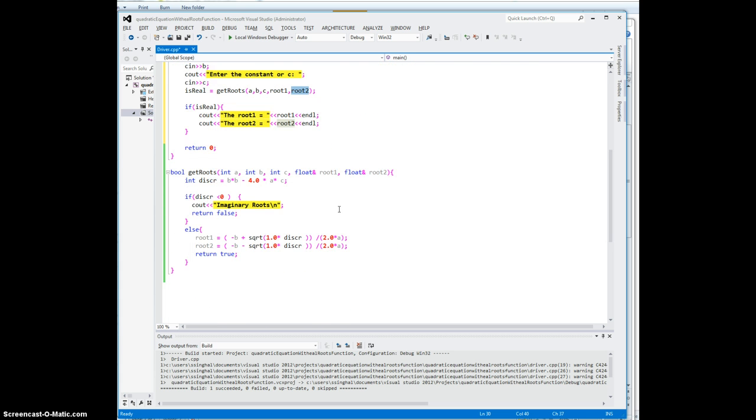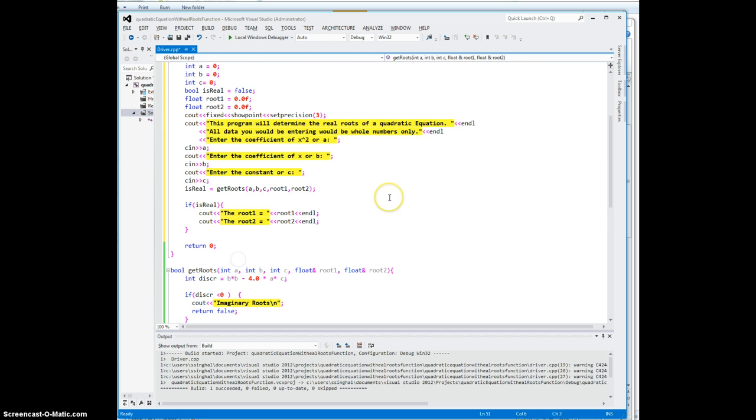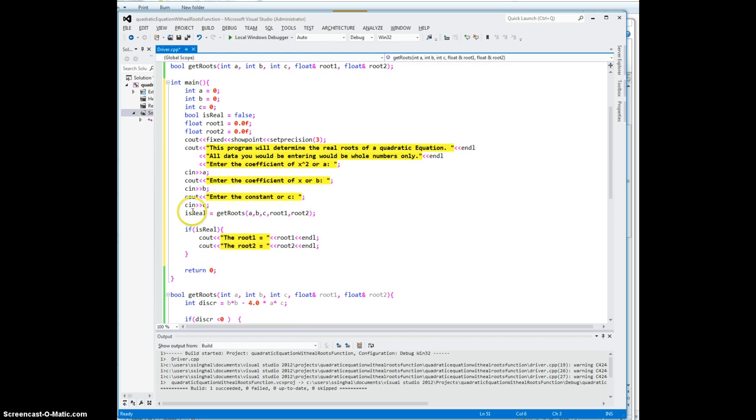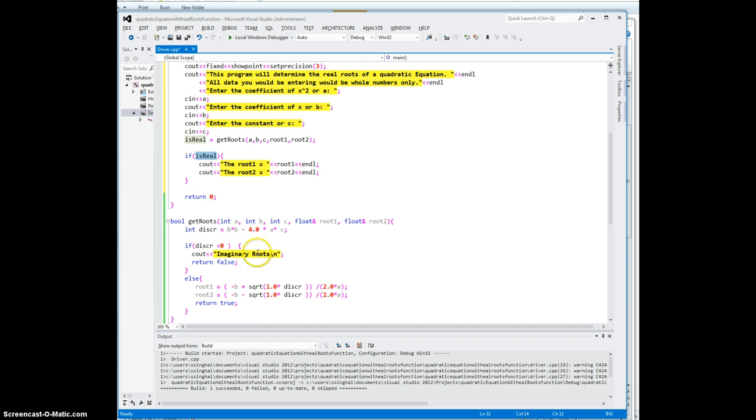And you already saw the function, where a, b, c are passed by value, so the discriminant will be determined, and if the discriminant is less than 0, we just print that and return false. Otherwise we compute the roots and return true. If true is returned, then this if statement will execute and it prints the values of root 1 and root 2. If it is false, we don't need to do anything because we already printed imaginary roots here.